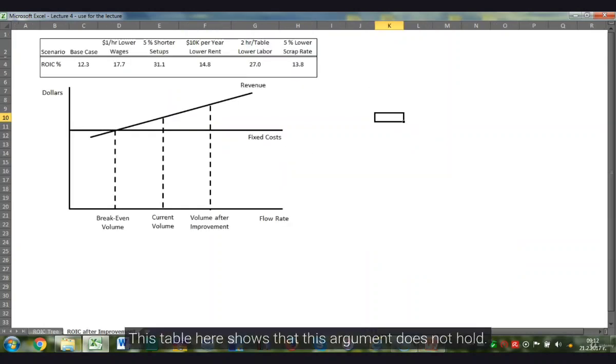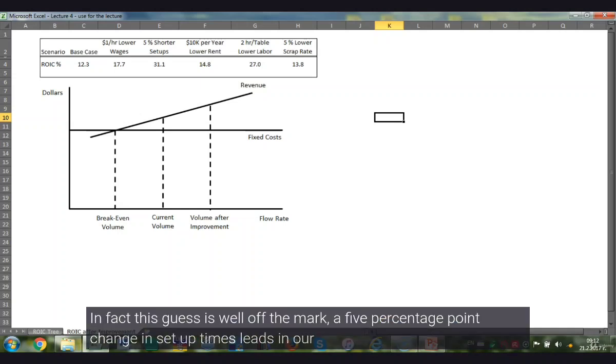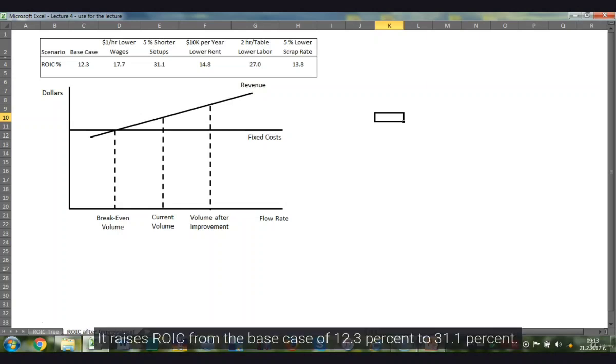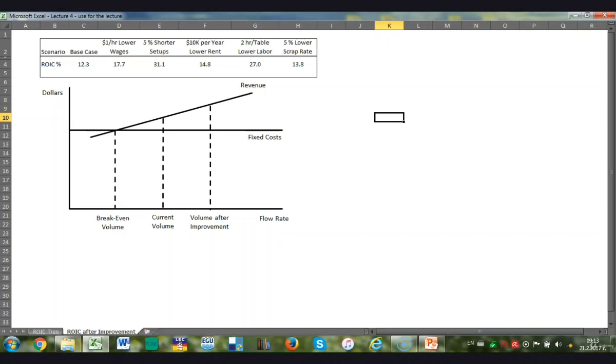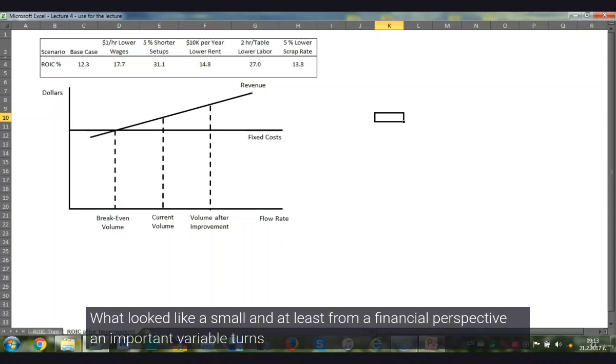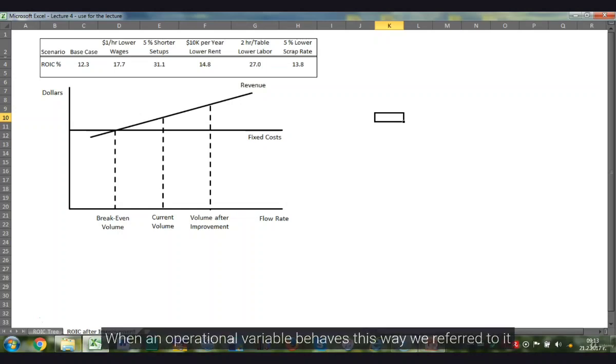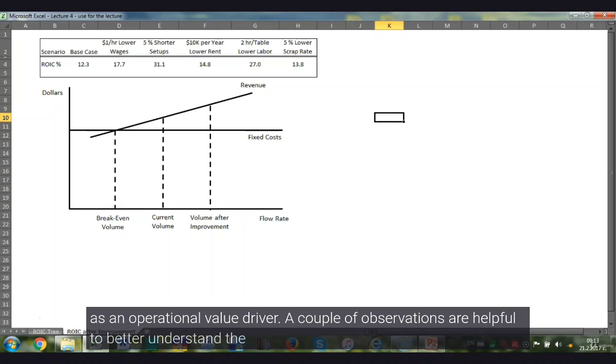This table here shows that this argument does not hold. In fact, this guess is well off the mark. A 5 percentage point change in setup times leads in our example to an 18.8 percentage points improvement in return on investment capital. It raises ROIC from the base case of 12.3% to 31.1%. What looked like a small and, at least from a financial perspective, unimportant variable turns out to be a key driver of financial performance. When an operational variable behaves this way, we refer to it as an operational value driver.